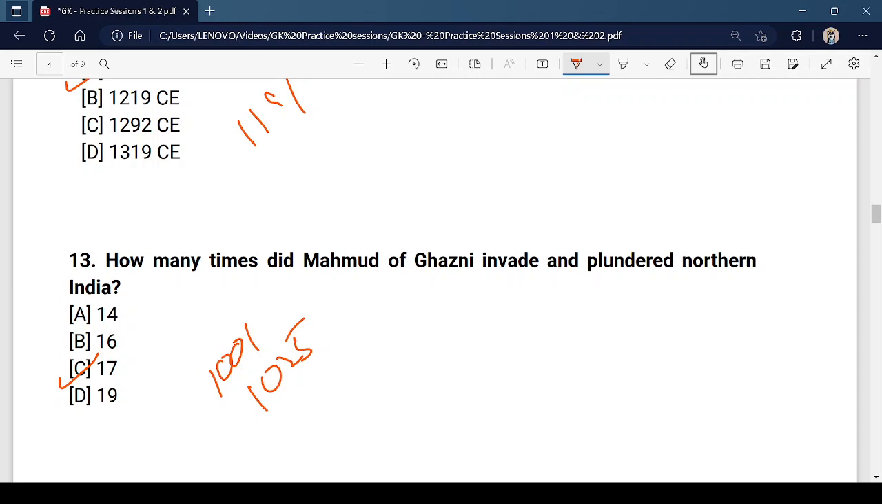You know about the Somnath temple attack, the temple which is located in Gujarat, basically to plunder the gold and treasure located there. Yeah. Next question.